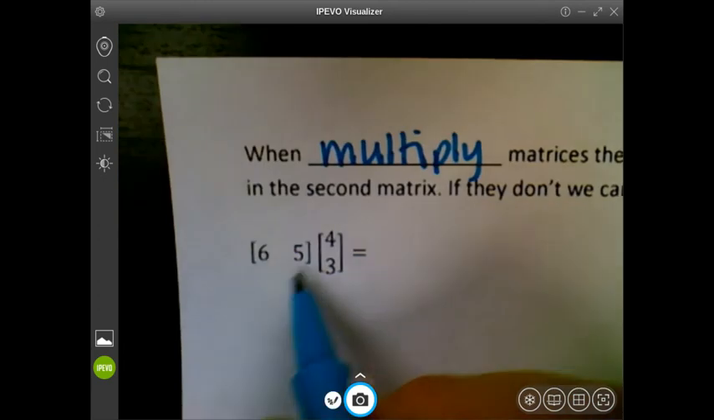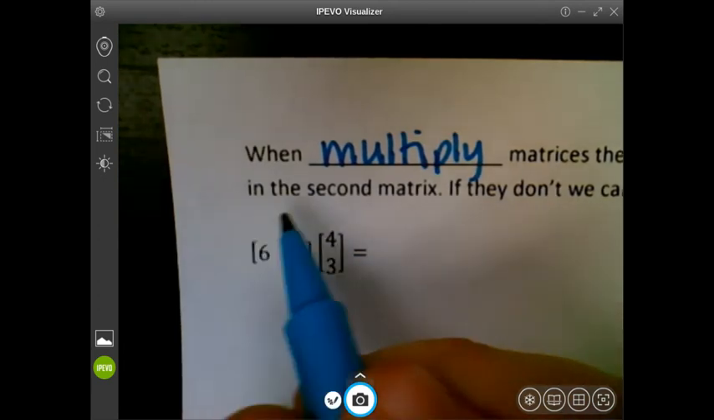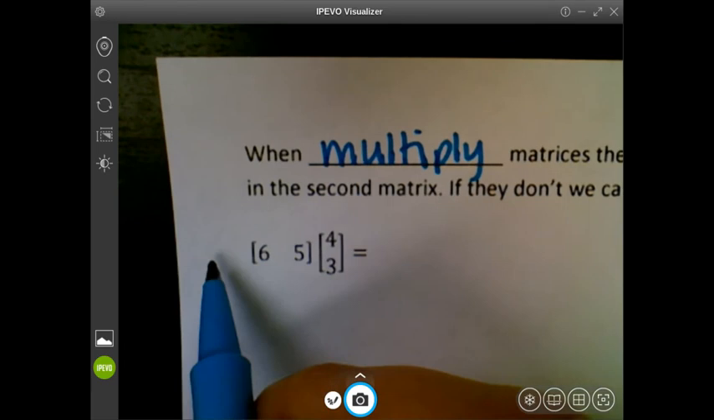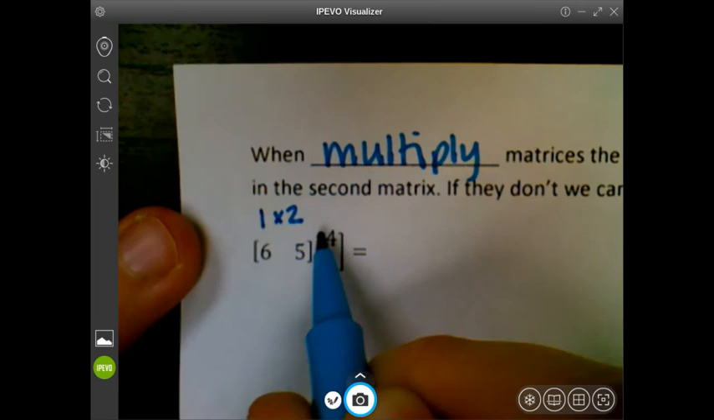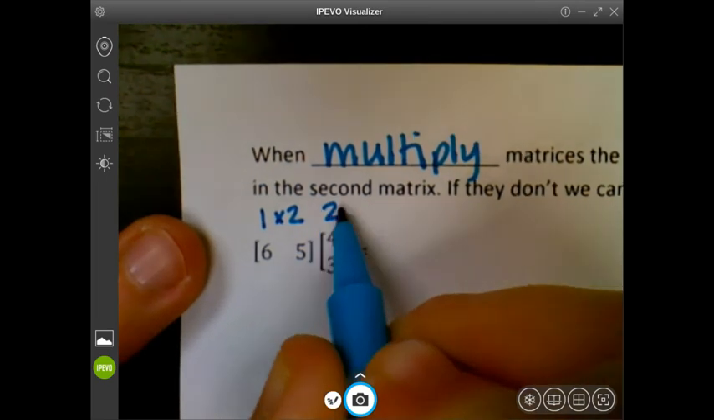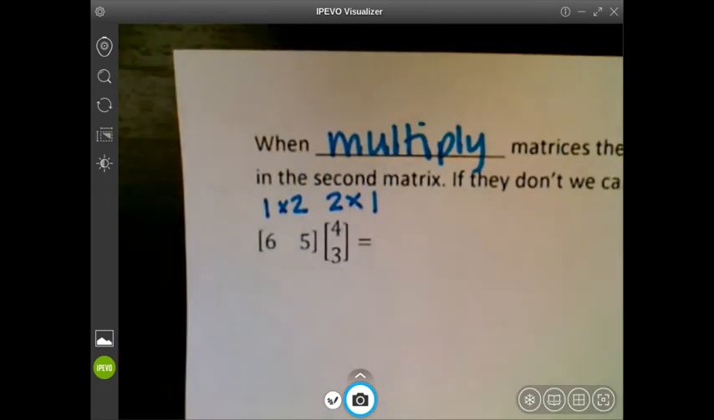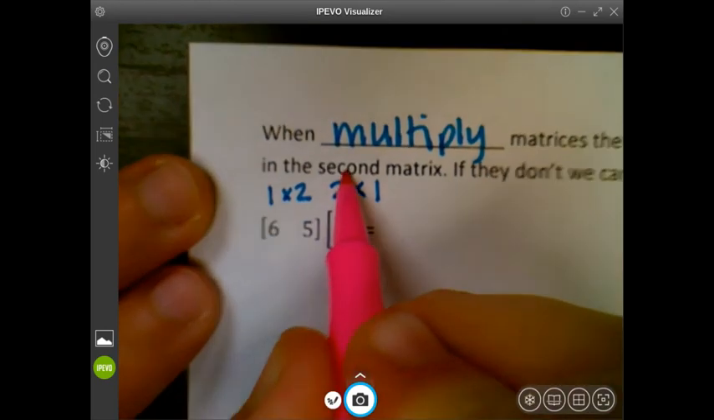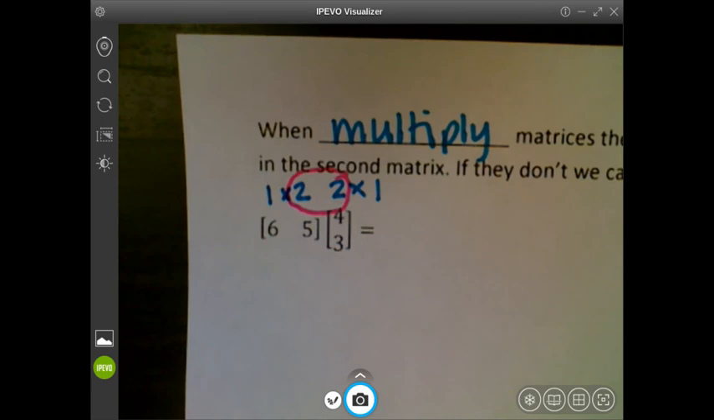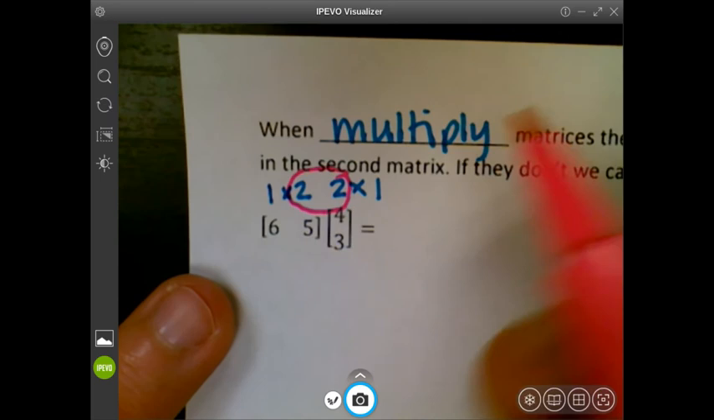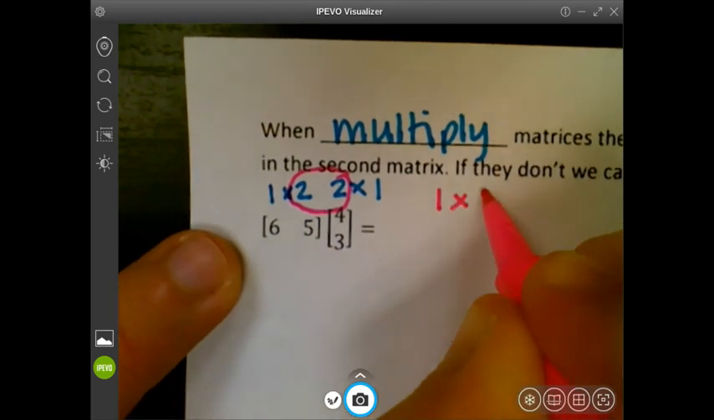So what's the dimensions of this matrix, and then what's the dimensions of this? It's actually helpful if you write them up here. So this is 1 row by 2 columns, so this is a 1 by 2. This one is 2 rows by 1 column, so that is a 2 by 1. The matrices can be multiplied if these two numbers on the inside match. So when we say the number of columns in the first matrix matches the number of rows in the second, those two numbers have to match. And if they match, then you can multiply. Also, if they match, then the other two numbers will give us the dimensions of our solution.